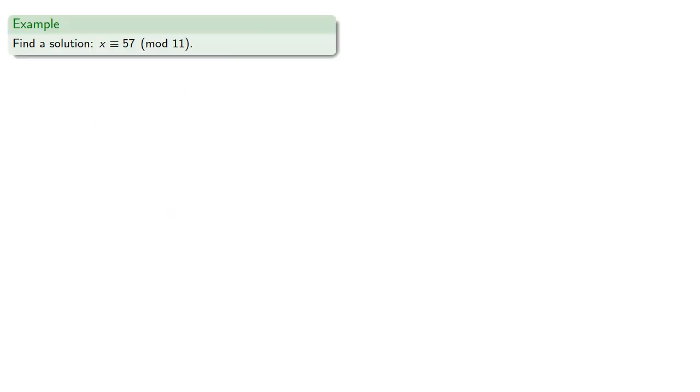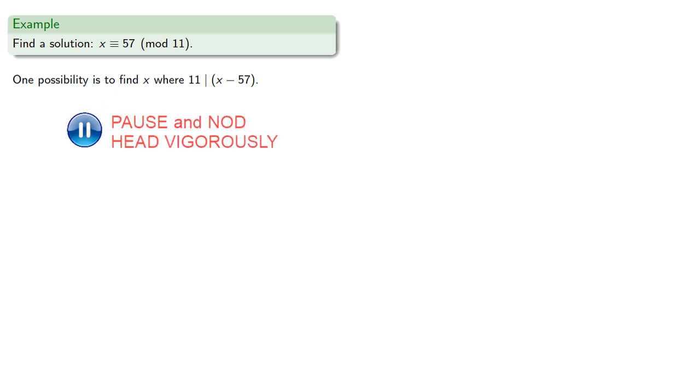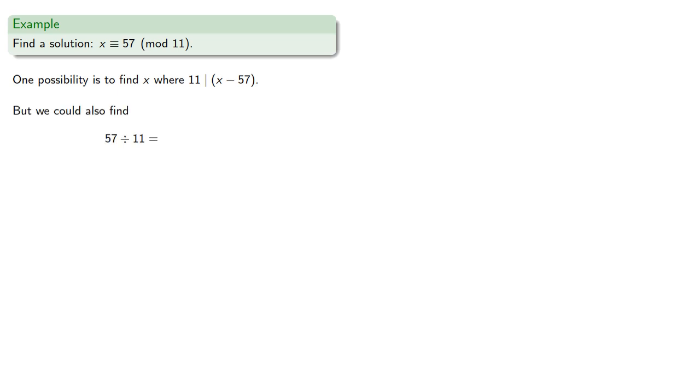So, for example, we might try to find a solution x equivalent to 57 mod 11. One possibility is to find x where 11 divides x minus 57. But we could also find 57 divided by 11, and since the remainder is 2, then we know that 2 and 57 are equivalent mod 11.